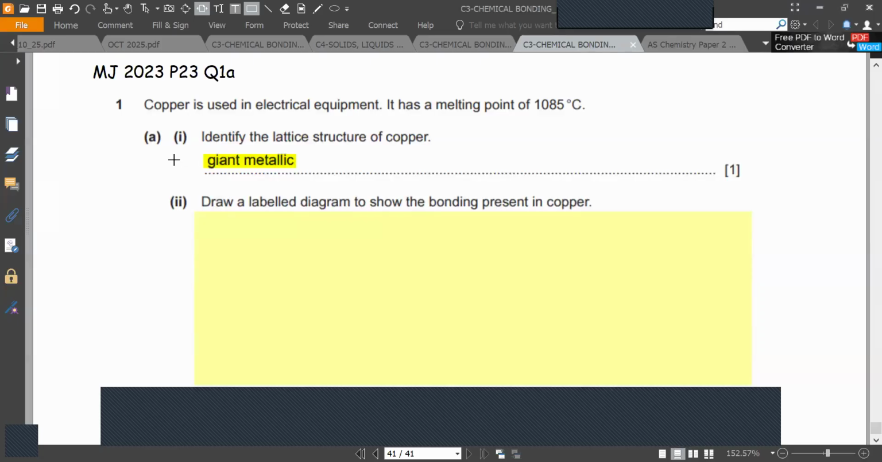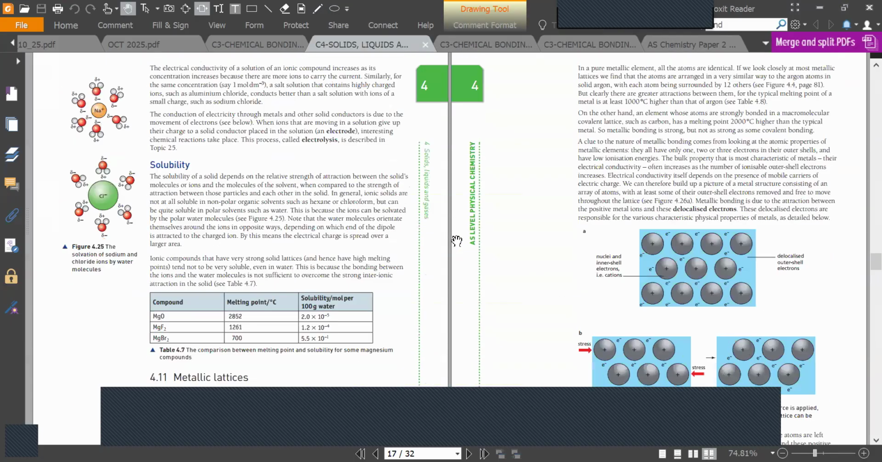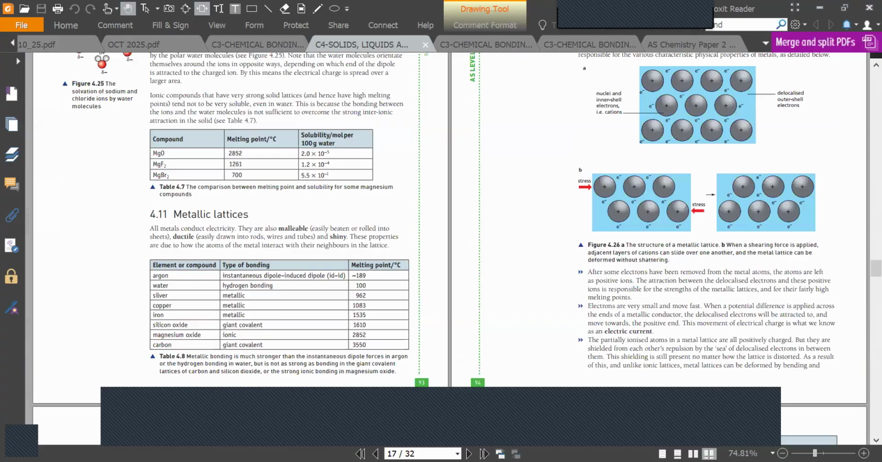So it's metallic bonding, but if you look at the marking scheme, they put the term giant metallic. So you need to give both words to get the full marks. For A levels, it's more specific. Giant metallic. Draw a labelled diagram to show the bonding present in copper. So this is just the metallic bonding structure. Straightforward.